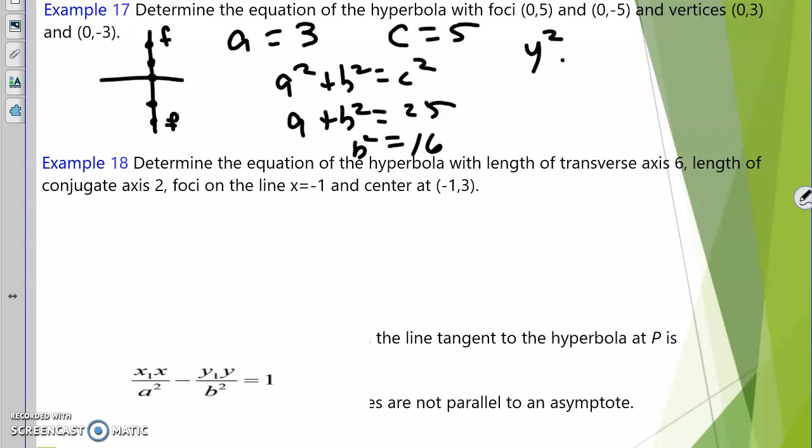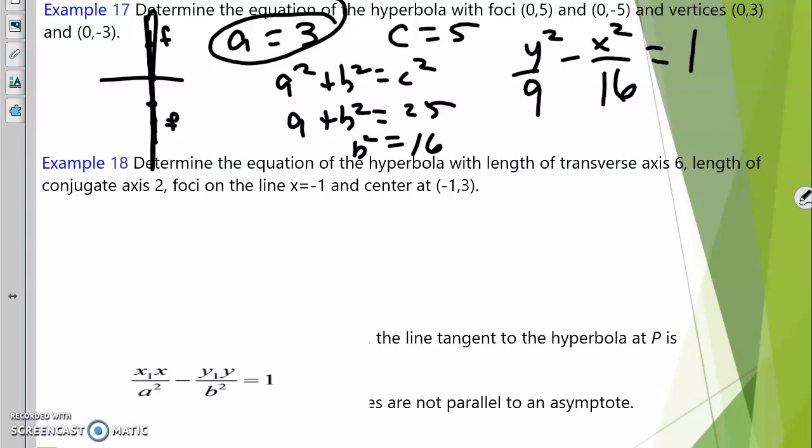We know I'm going to write the y squared first because my focal axis, or transverse axis, is parallel to the y-axis. And so I'm going to put that one first. We know the distance to the vertices is 3, so a squared is 9, b squared is 16. Simple enough. Let's take a look at this one.